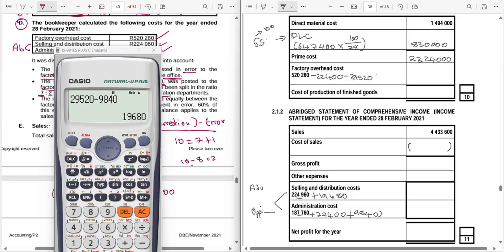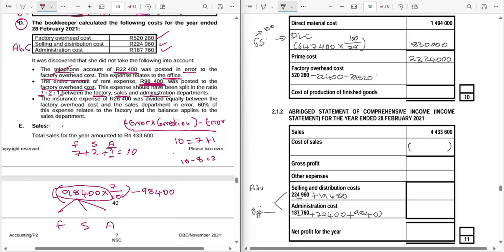19,680. All right. Then we're done with that transaction. Go to the last one. The insurance expense of 26,400 was divided equally between factory overhead, sales, and department in error. 60% of this expense related to the factory. The balance applies to sales department.